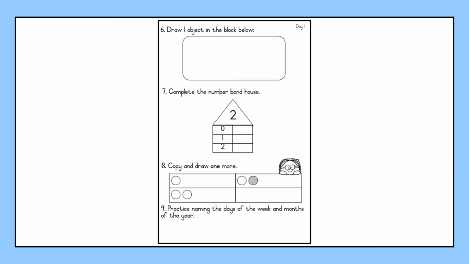The last page. Draw 1 object in the block below. Remember to use the whole block and draw only 1 object. That means it can be a shape, it can be anything that you would like to draw, but remember to draw only 1.